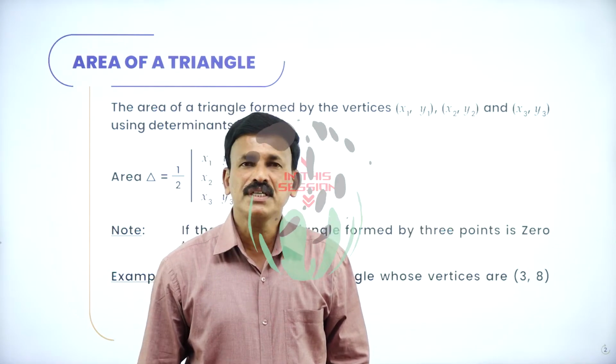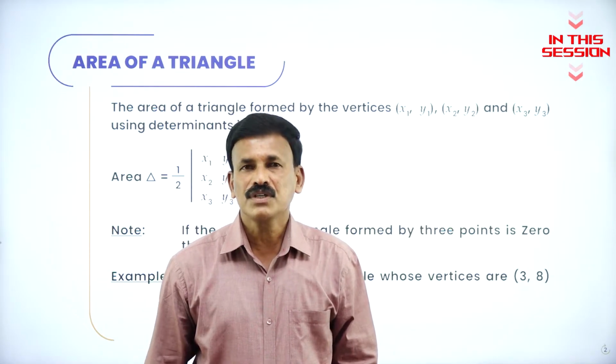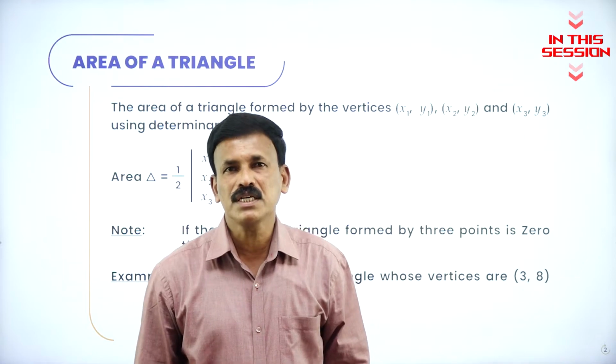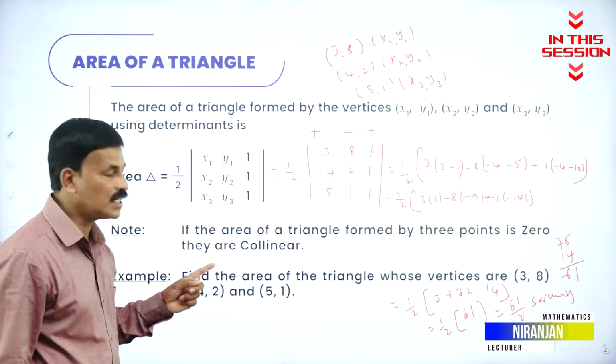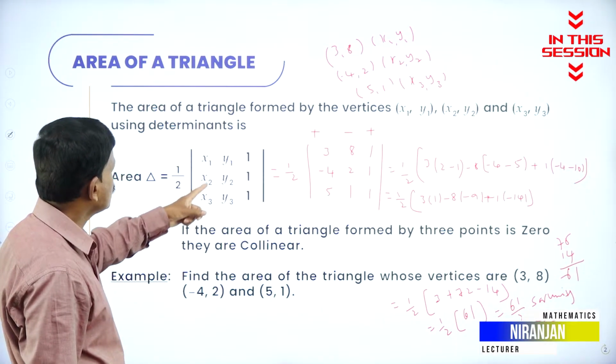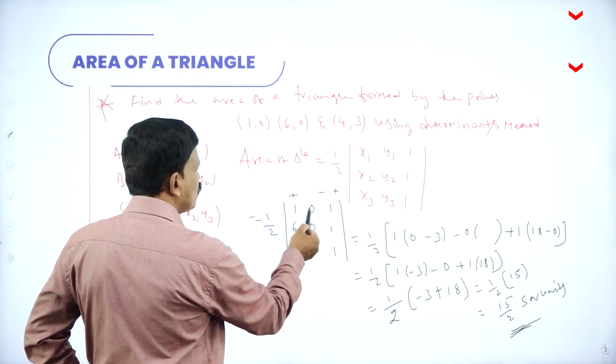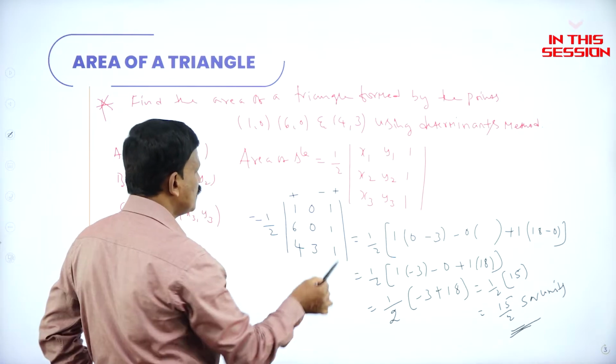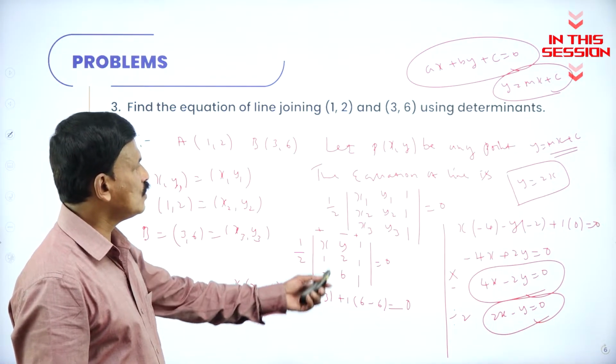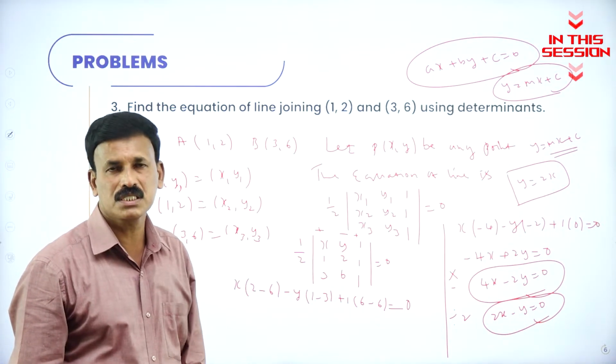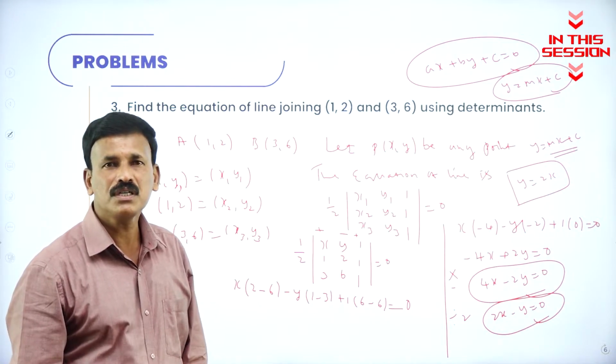Equation of a line. To find the equation of a line, we are going to use the concept of determinants. So what is the formula for area of a triangle? Half into x1, x2, x3, y1, y2, y3, 1, 1, 1. 0 into 1 is 0, minus 3. Minus 0 into any number, you will get 0. 2x minus y is equal to 0, or y is equal to 2x. This is the required equation of a line.